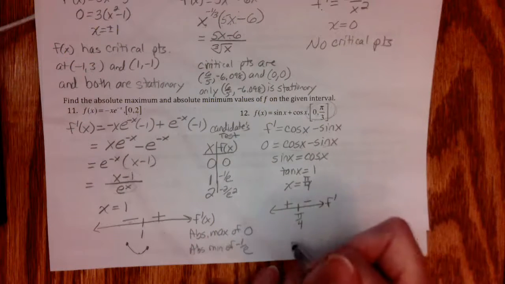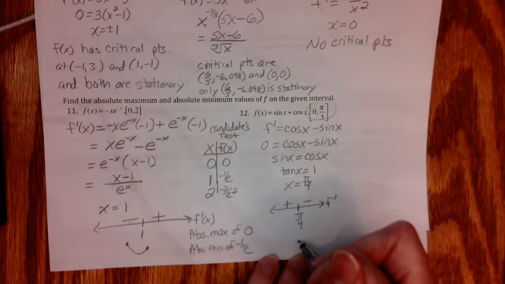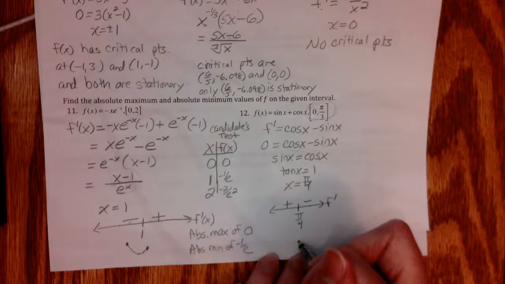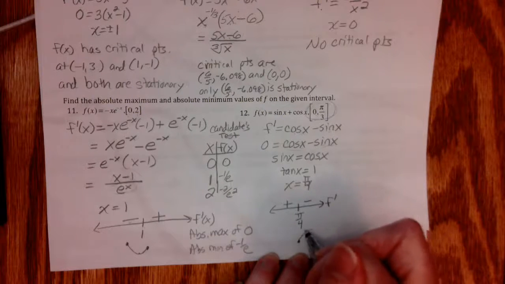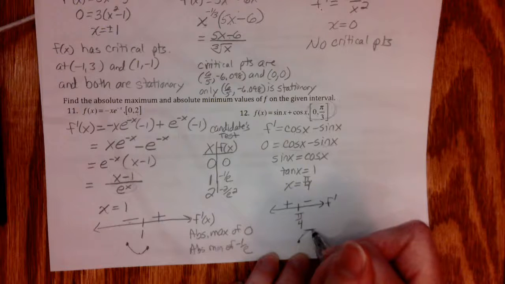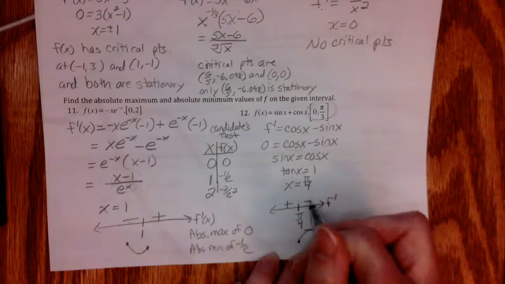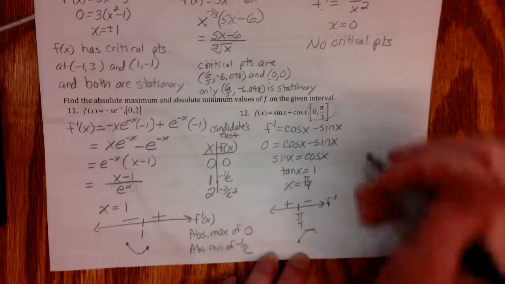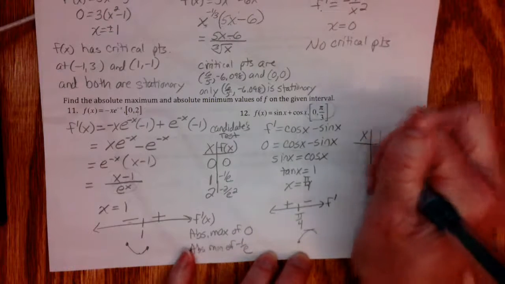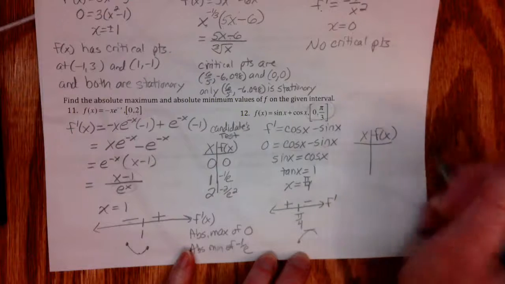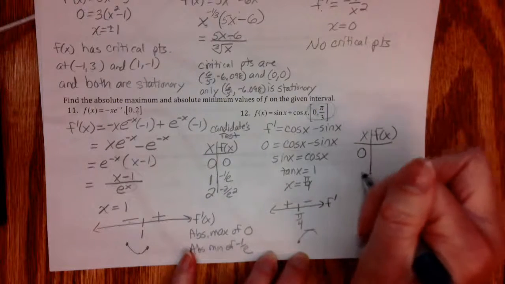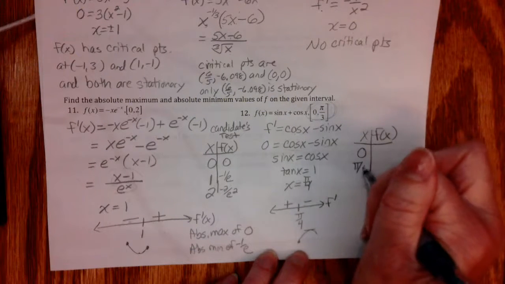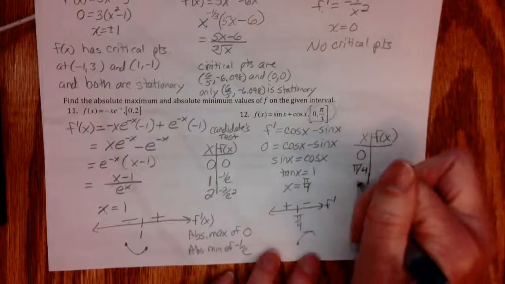Then I do a quick visual. I'm starting at 0. I'm heading up. So this is potentially the absolute max. I'm heading back down, but the question is, do I go down below the original level or not? So I'm going to do that candidates test again to see what's happening for values. I have 0, pi over 4, and then pi over 3.